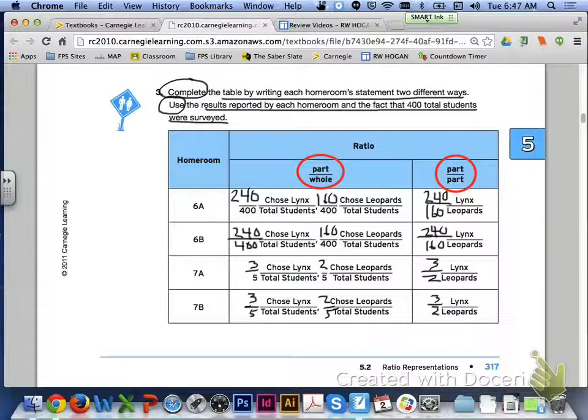And finally, for 7B, we have 3 that chose links to 5 total students. We have 2 that chose leopards to 5 total students. Those are your part-to-whole ratios. And finally, we have 3 links to 2 leopards. That would be the part-to-part ratios.